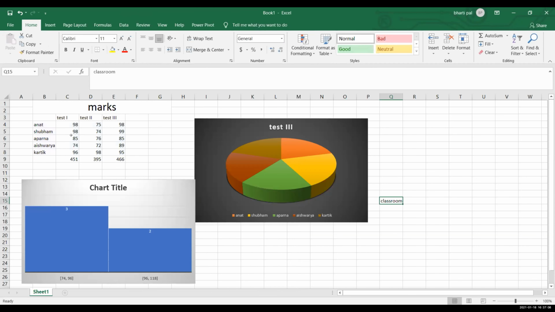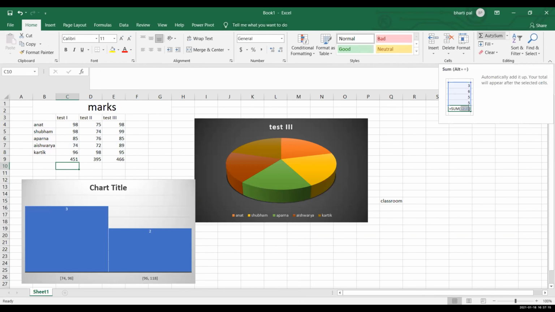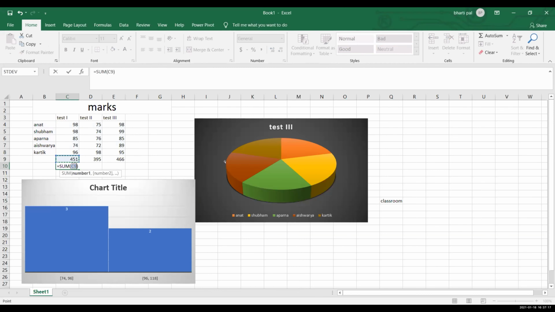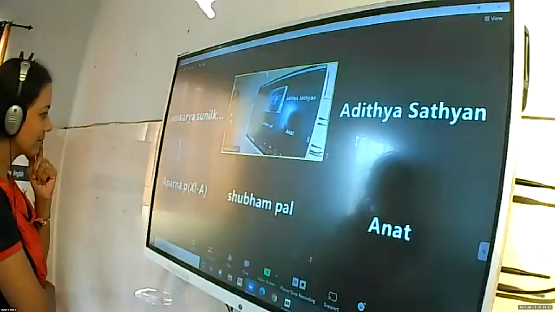To do total, you have to select all this part, or else you can click over here. On the right side, you can see auto sum. Just press on it, so you can enter it. So total will be available over here. That's all, Shubham.